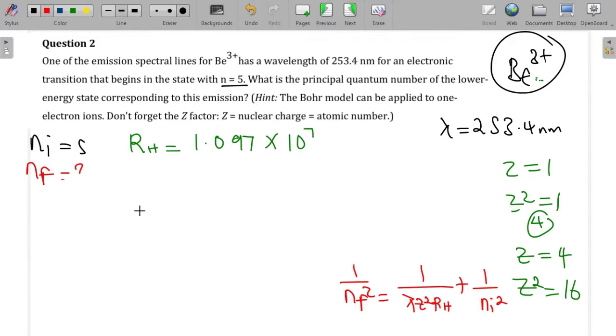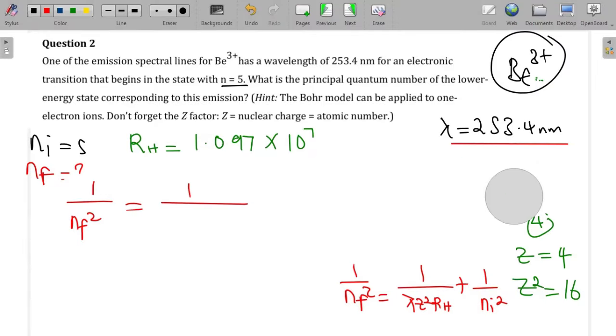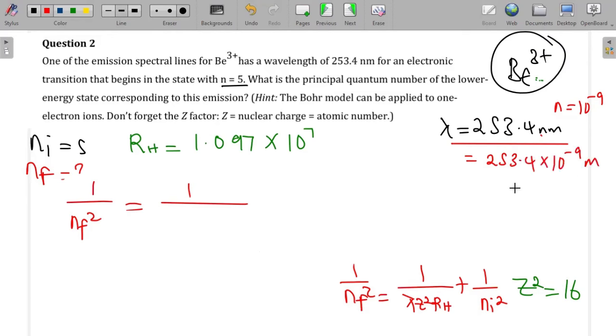So let's plug in some values. 1 over nf squared equals 1 over. Notice the wavelength has been given in nanometers, so before we use it in our calculations, we need to convert it into meters. We know nano is 10 to the power minus 9 from the metric system. So the wavelength is 253.4 times 10 to the power minus 9 meters. That's what I'm going to write down here.